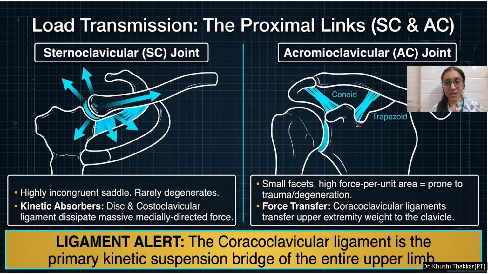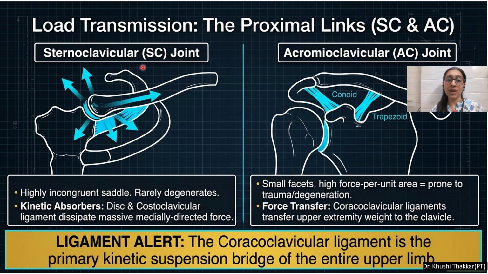Discussing load transmission, it happens between the proximal links, that is the sternoclavicular joint and the acromioclavicular joint. The entire load of our appendages, that is the appendicular skeleton, goes to the axial skeleton via these two joints. Please remember this for your exams.